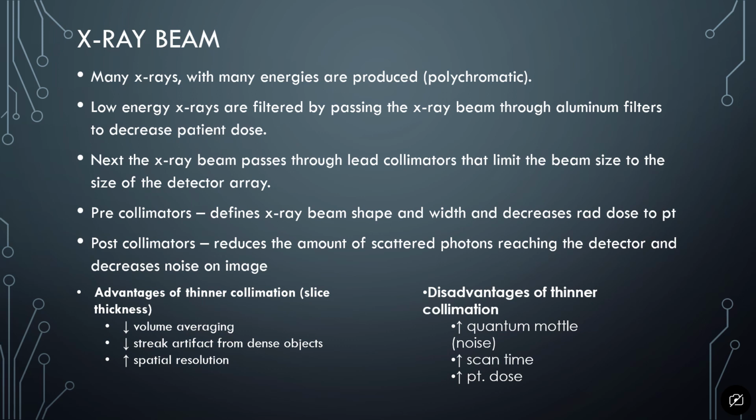Advantages of using thinner collimation or thinner slice thickness: you do have less volume averaging. You also have less streak artifact from really dense objects like bone or metal. And you also increase your spatial resolution. Some of the disadvantages of using thinner collimation and ultimately thinner slices are an increase in noise. In CT, we sometimes call this quantum mottle. And you also increase your scan time and you increase the patient dose.